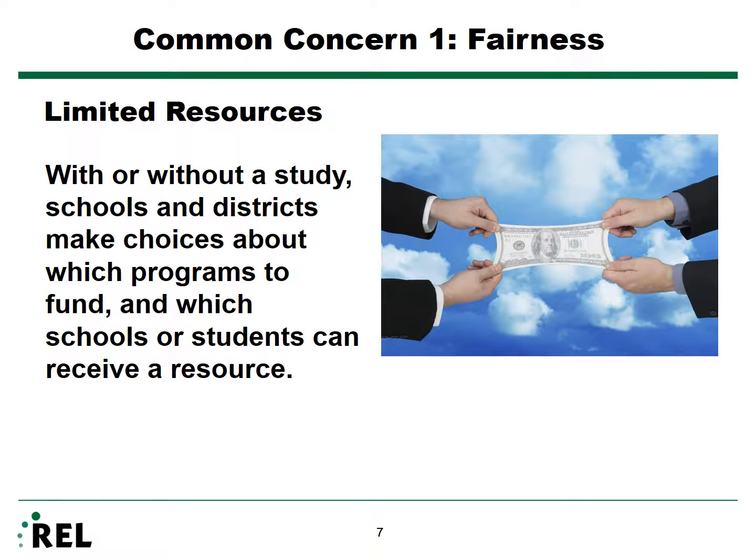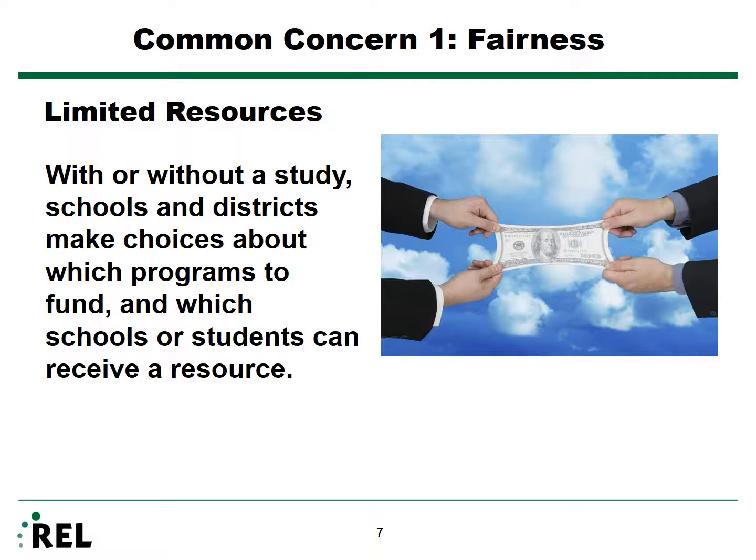It's important to keep in mind that even without a study, there will be situations where only some schools or students can receive a given resource or program. When schools and districts have limited resources, they must make decisions about which programs to fund and which schools or students can receive a resource. Opportunistic experiments can be a way to learn from these situations where limited resources will lead to differences in any case. Indeed, random assignment might be the fairest way to decide who receives the intervention because everyone has the same chance to receive it.